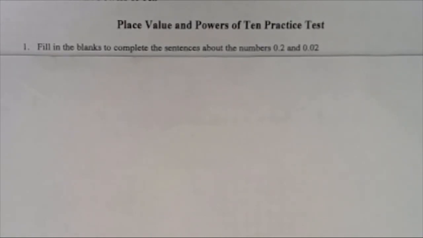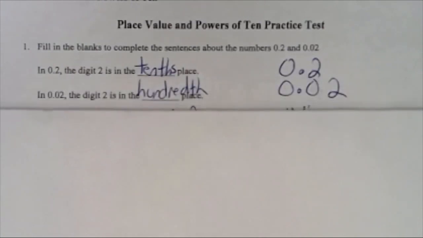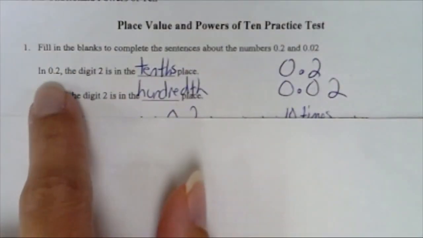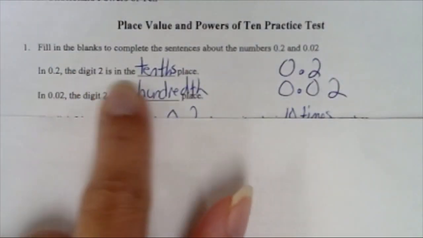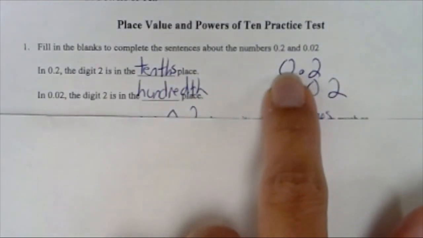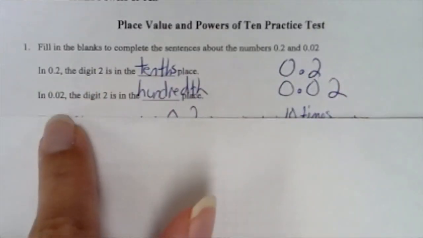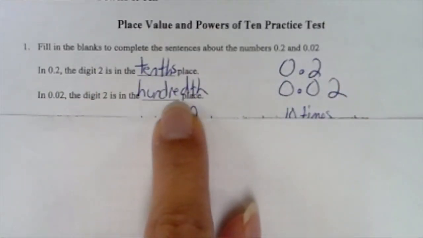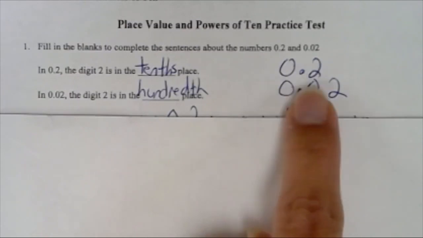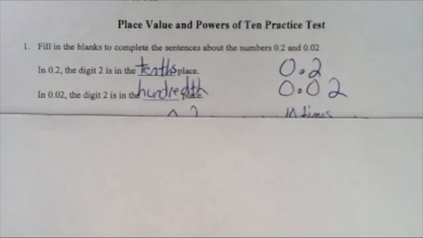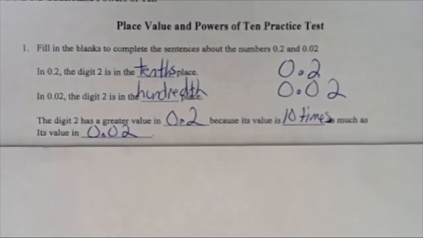So the first one wants you to fill in the blanks about the number 2/10 and 2/100. So first it says in 2/10, the digit 2 is in the tenths column. Remember, this is the whole place, ones. To the right of the decimal place is the tenths. In 2/100, the 2 is in the hundredths place. That's ones, tenths, hundredths.